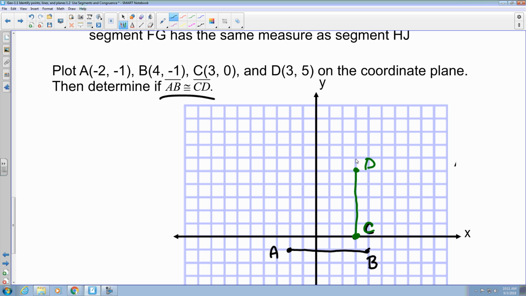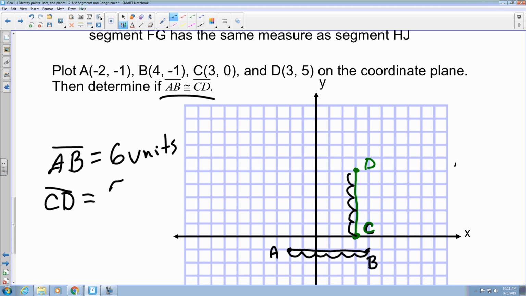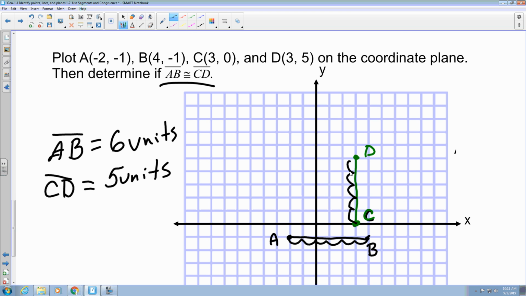So we look at A. The distance is 1, 2, 3, 4, 5, 6. So AB is equal to 6 units. And CD is 1, 2, 3, 4, 5. So CD is 5 units. So by looking at the coordinates, AB is not congruent to CD because 6 does not equal 5.